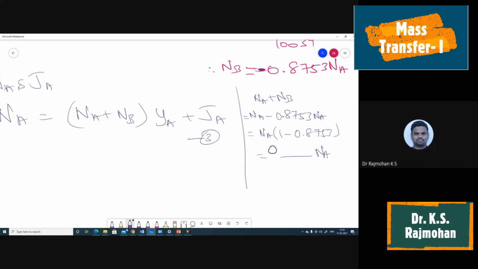0.1. Okay, so that is the NA plus NB value. So this value now you have. Let it be 4. Then what is JA? Fick's law. Again, write what is Fick's law. From Fick's law, we know that JA equals minus DAB dCA by dz.